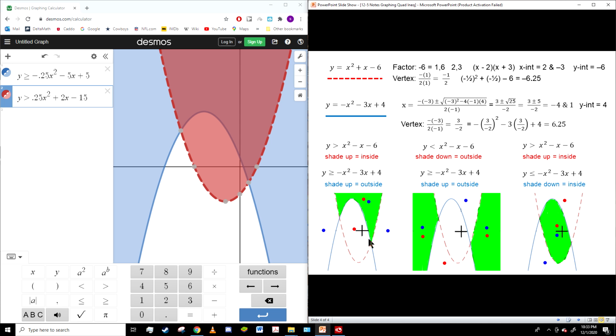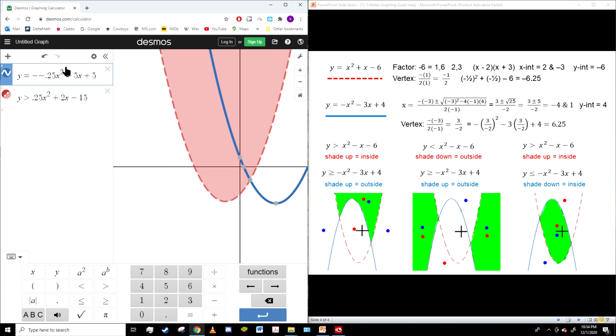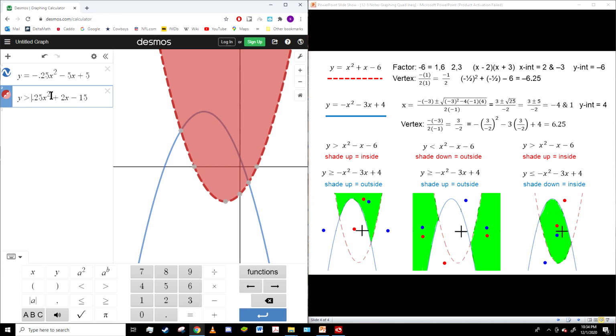You can either shade it completely like I did, like Desmos did, or you could put dots so you don't have to have so much shading going on. It's kind of your choice. But again, I've already got the picture, so you're already going to have a picture like this on your Delta Math. One of these will be dotted and one will be solid, so you'll know which equation is which. And then you'll have to figure out, am I going to shade up in here, in the middle, or down here, or will it be the left and the right side?